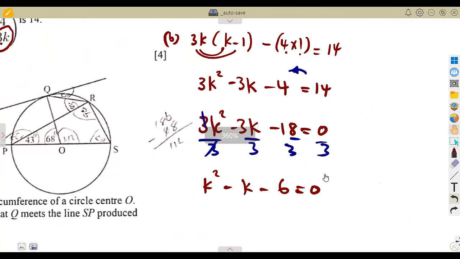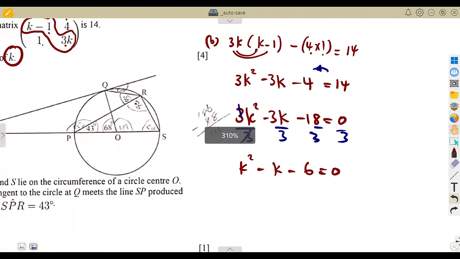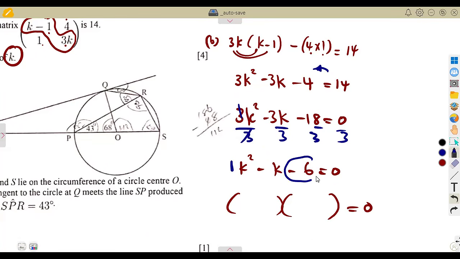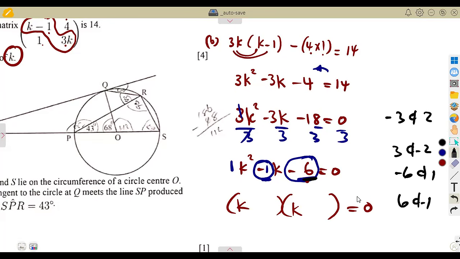Using our factorization, we can consider that we've got factors in this case. So just consider 2 brackets. What are the factors of minus 6? These factors of minus 6 must add up to minus 1. Two numbers that you multiply to obtain minus 6: minus 3 and 2, 3 and minus 2, minus 6 and 1, 6 and minus 1. But which pair, when you add, you must obtain minus 1? So if you add this, you're going to obtain minus 1.